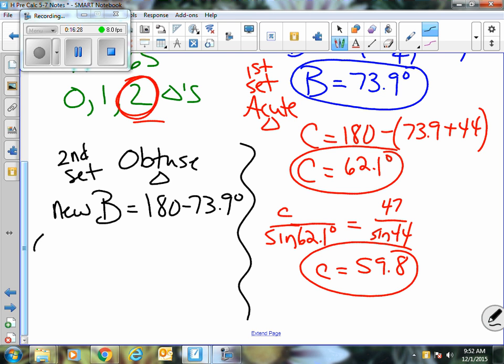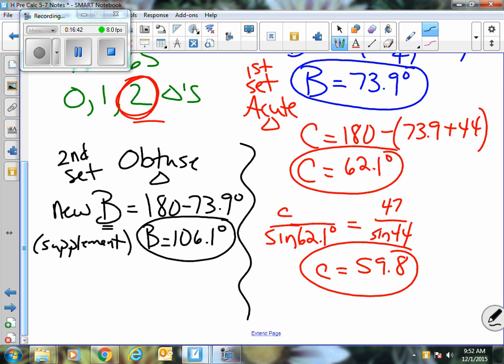It's always the supplement of that first angle you solve for. And the first one I happened to solve for was B, so I find the supplement of B. So my new angle B would be 106.1. Make sure you get an obtuse angle there. It's supposed to be an obtuse triangle.